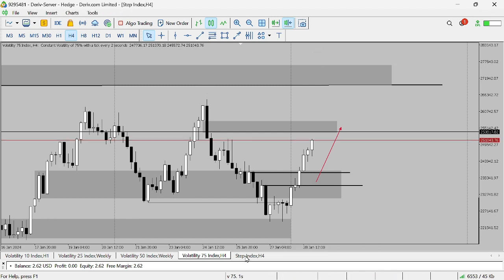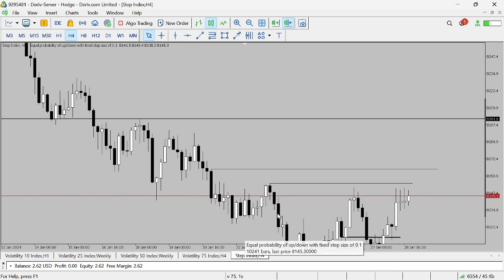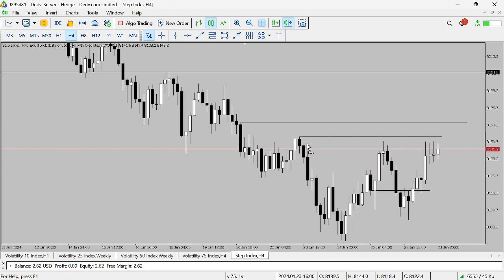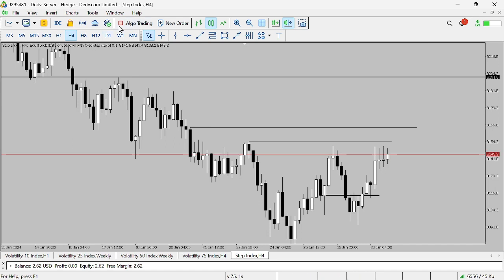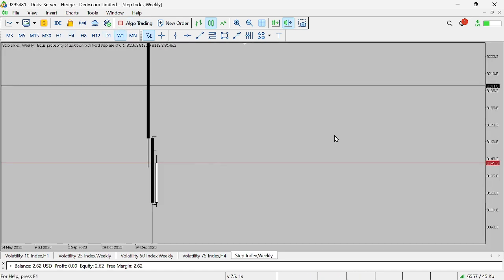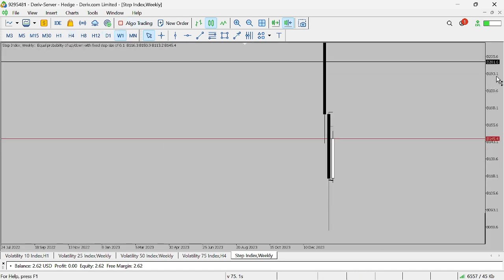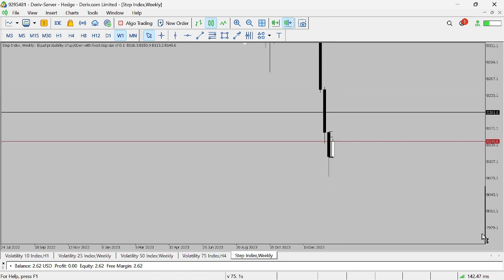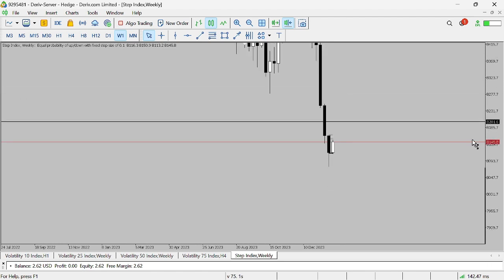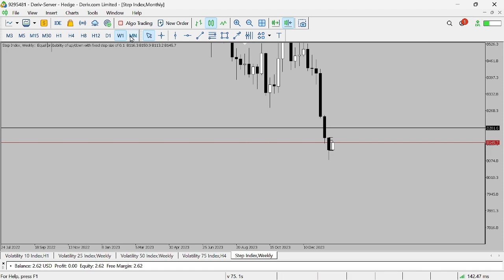If you have any questions, you can ask. If not, we are moving to step index. Okay, step index on the weekly chart. We'll go to the monthly.